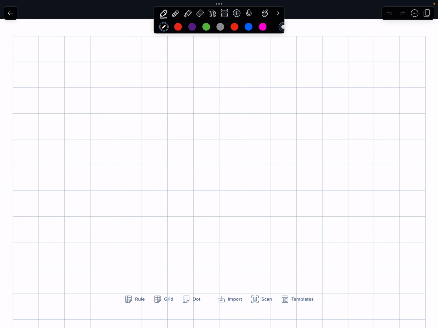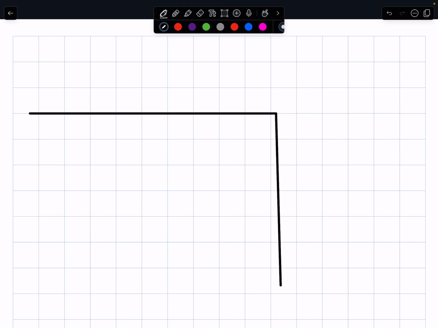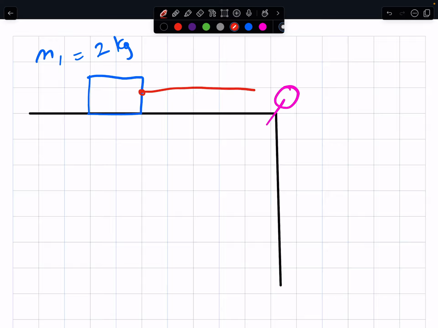All right, so this is a simulation involving a table, and there's a pulley right over here on the edge of the table, and it's frictionless and low mass, and so we have a mass right here. Call that guy M1, and we'll just say it's 2 kilograms. And there's a string attached to it that goes over the pulley, and it's attached to a second mass down here.